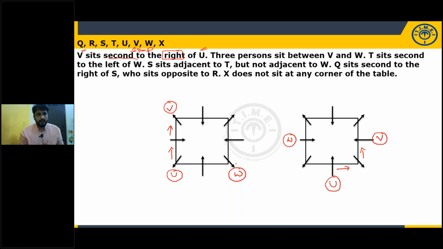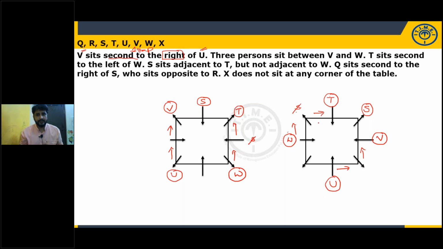Next, T sits second left of W. So W is here, and second left of W is T. In both the possibilities, we have to work simultaneously. So second left will be here, and T will be here. S sits adjacent to T, but not adjacent to W. So S cannot be here. S has to be adjacent to T, so the only possibility is here, and in this case also here.